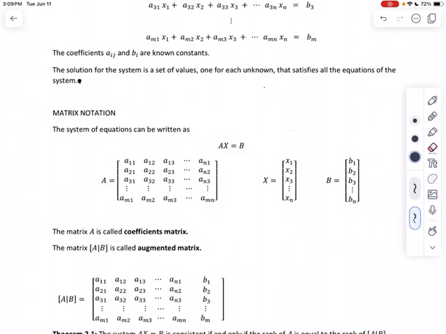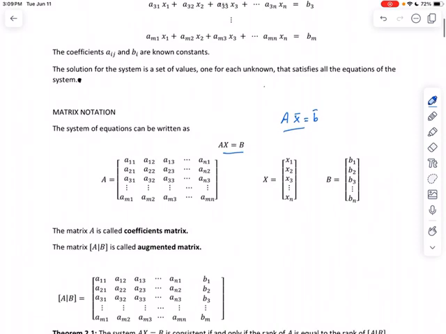We can write it in matrix notation like this: Ax is equal to B, and for x, what I would like to use is the vector. So Ax is equal to B. Instead of this, we can write it like that. That's how you will see it in the DE book. So instead of big X, I am calling it the vector X. Similarly, this I call the vector B.